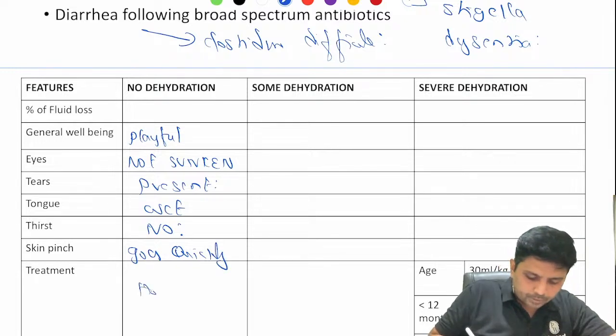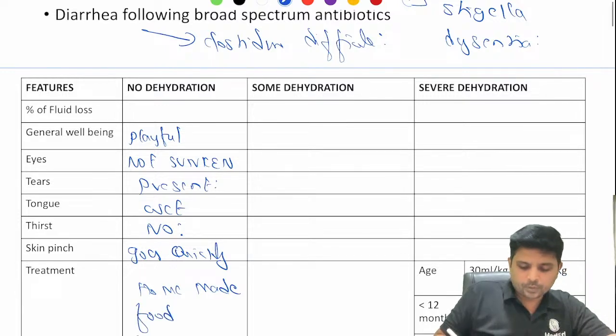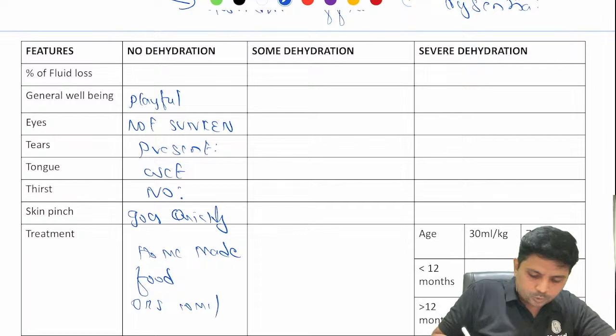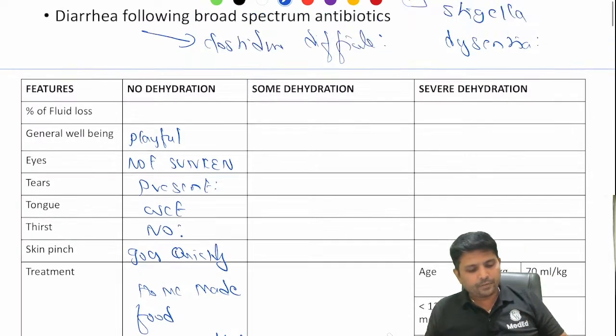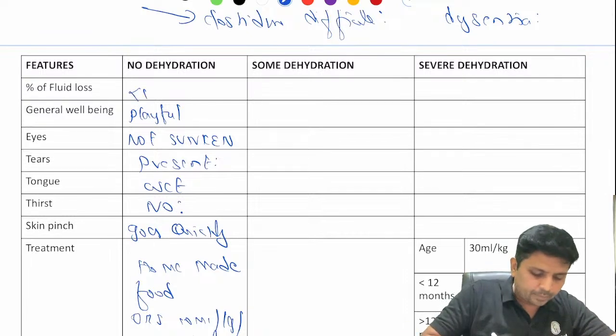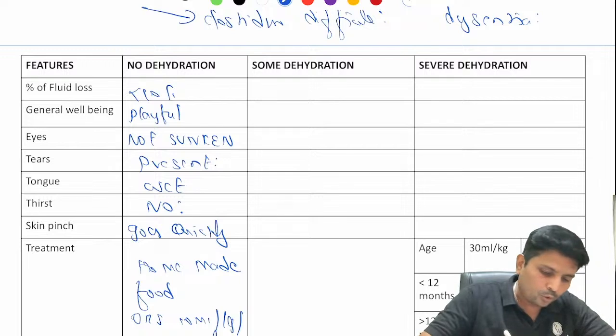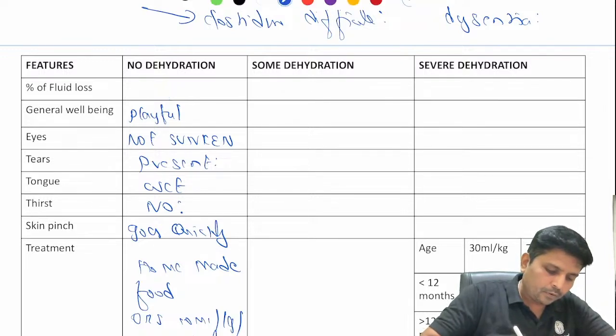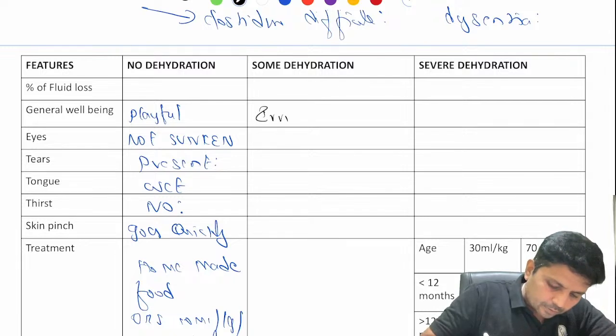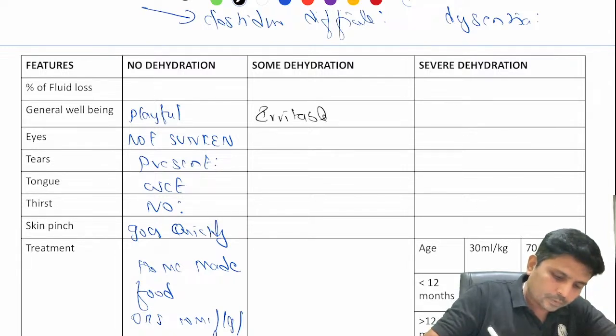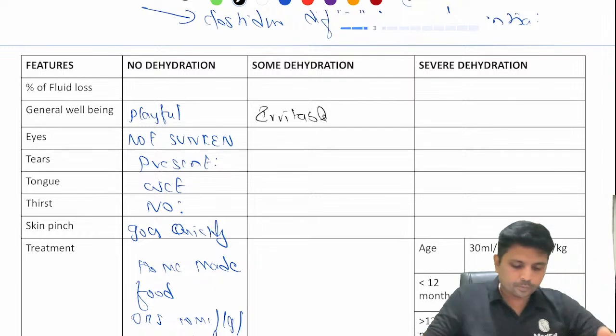Treatment is homemade foods and ORS 10 ml per kg per stool. This is the treatment for no dehydration, where dehydration is less than 10%. What is some dehydration? Here the child is irritable.